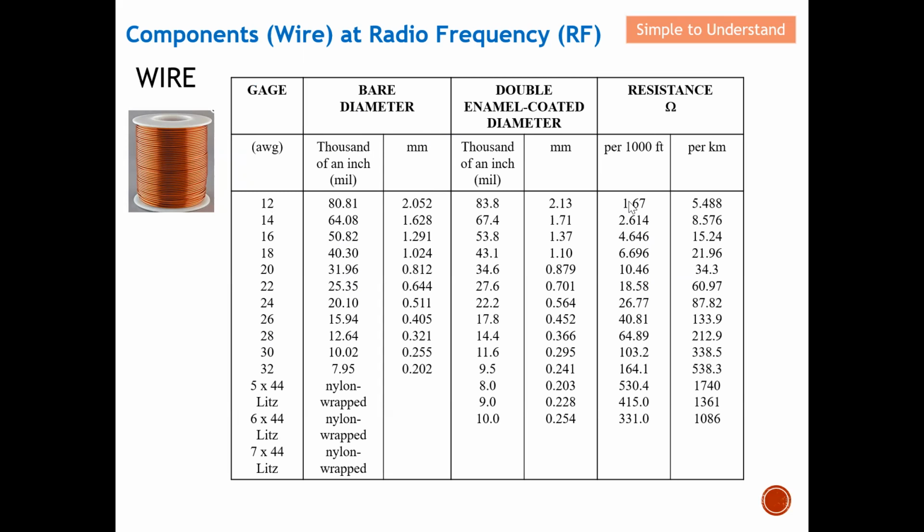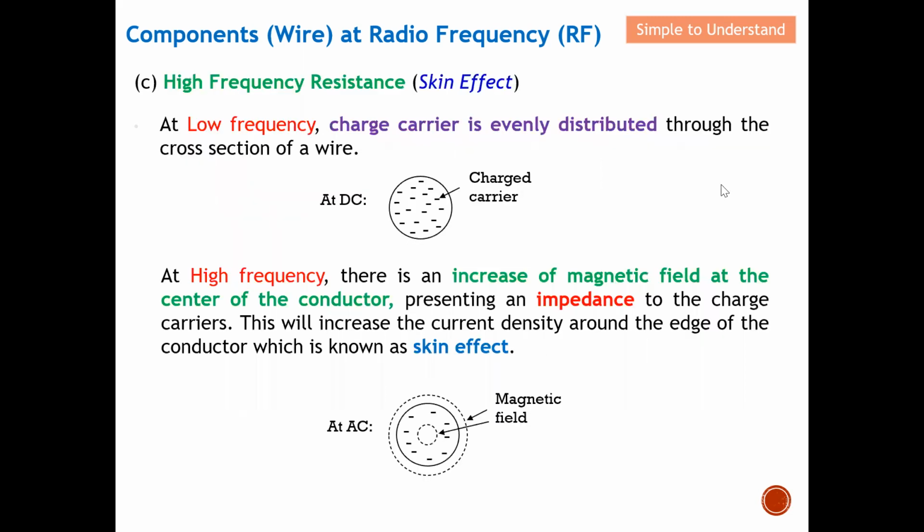On this column here, we can actually see the resistance. For example, over this column here, you can see that the resistance is measured with 1,000 feet of wire. Over here, you can see that the wire has 5.488 ohms per kilometer. So this is how we can describe the wire characteristics using this AWG table.